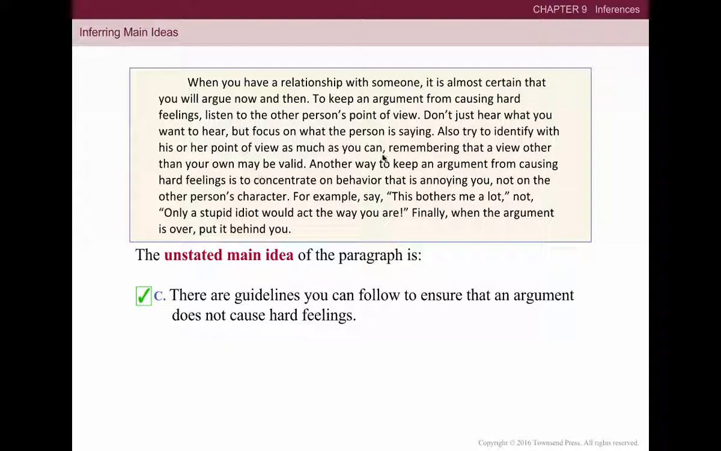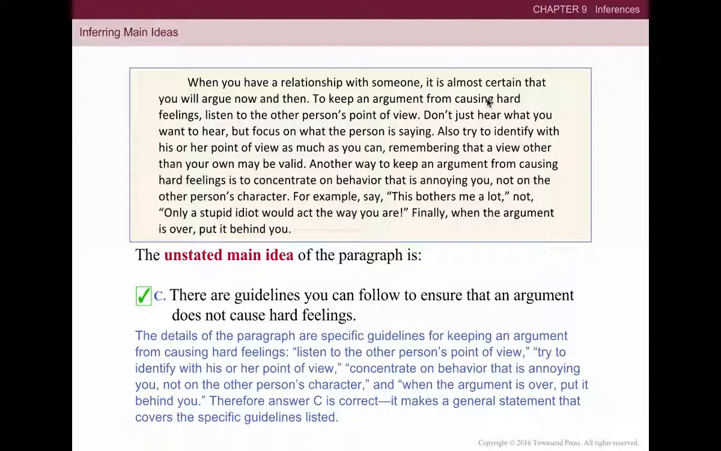So there are guidelines you can follow to ensure that an argument does not cause hard feelings. If we had put that maybe as sentence 2, so we said when you have a relationship with someone, it's almost certain that you will argue now and then. There are guidelines you can follow to ensure that an argument does not cause hard feelings. And then that could flow right into the next sentence, right? The details of the paragraph are specific guidelines for keeping an argument from causing hard feelings. Listen to the other person's point of view. Try to identify with his or her point of view. Concentrate on behavior that is annoying you, not on the other person's character, and when the argument is over, put it behind you. Therefore, answer C is correct. It makes a general statement that covers the specific guidelines listed.